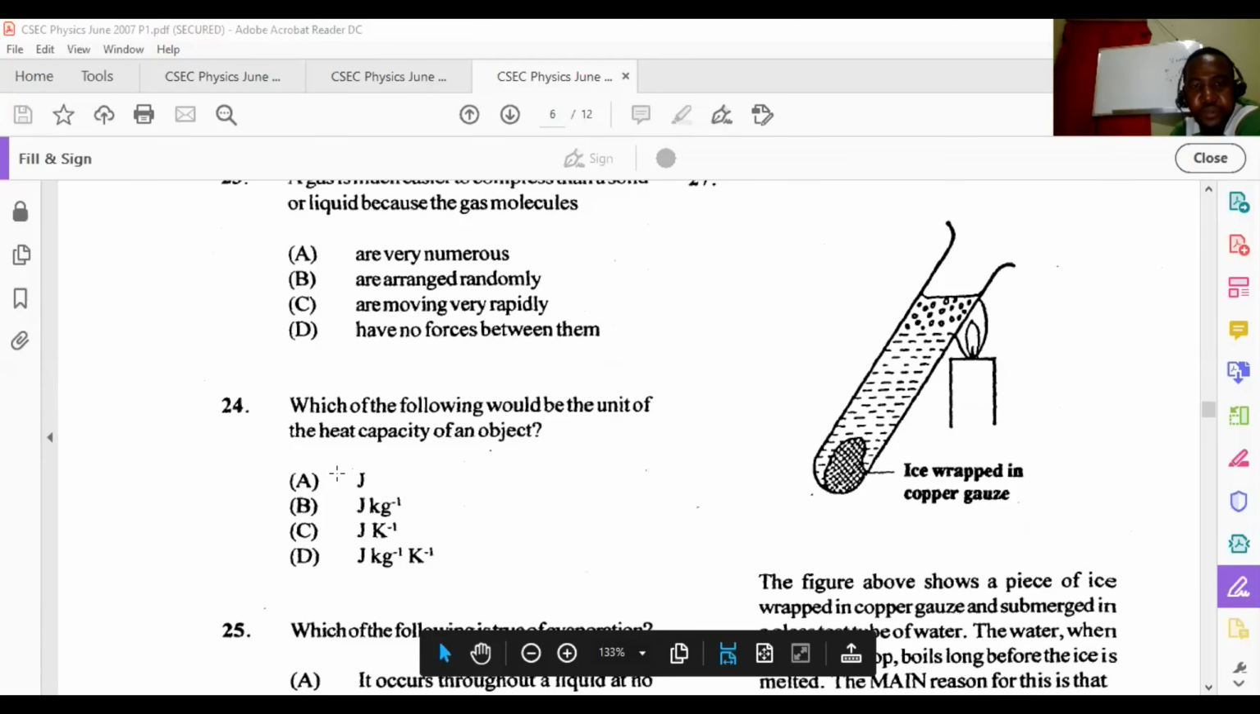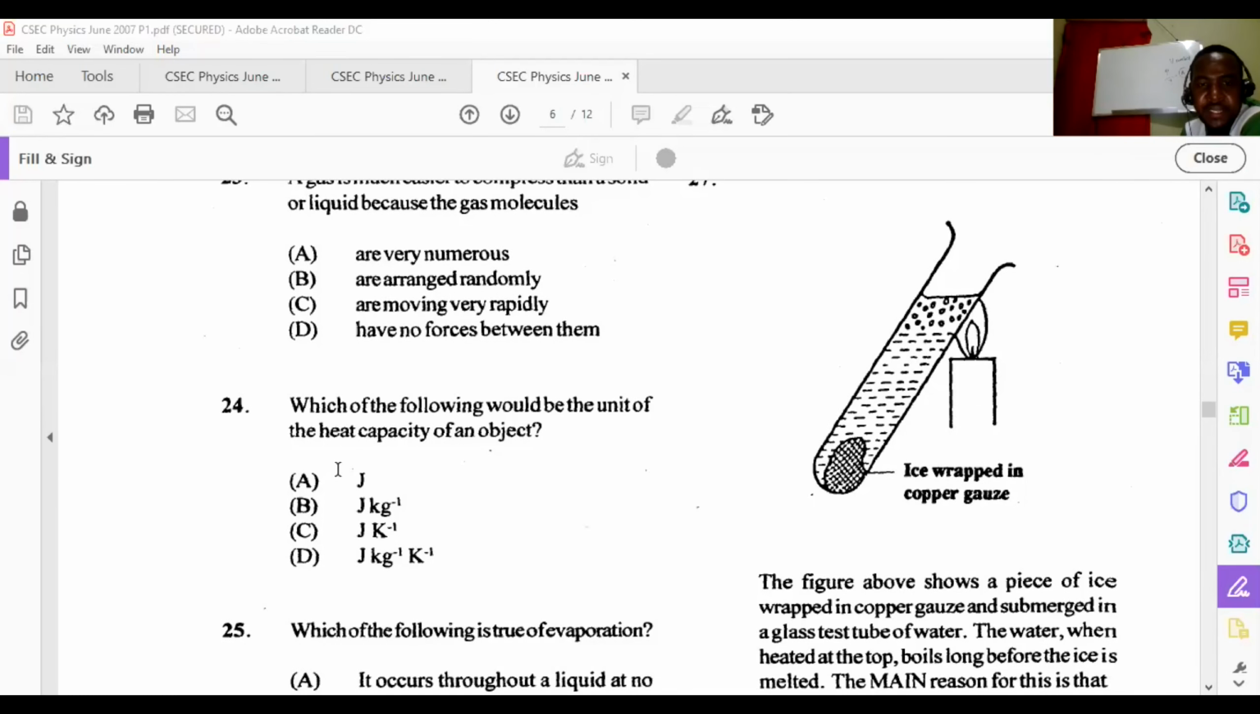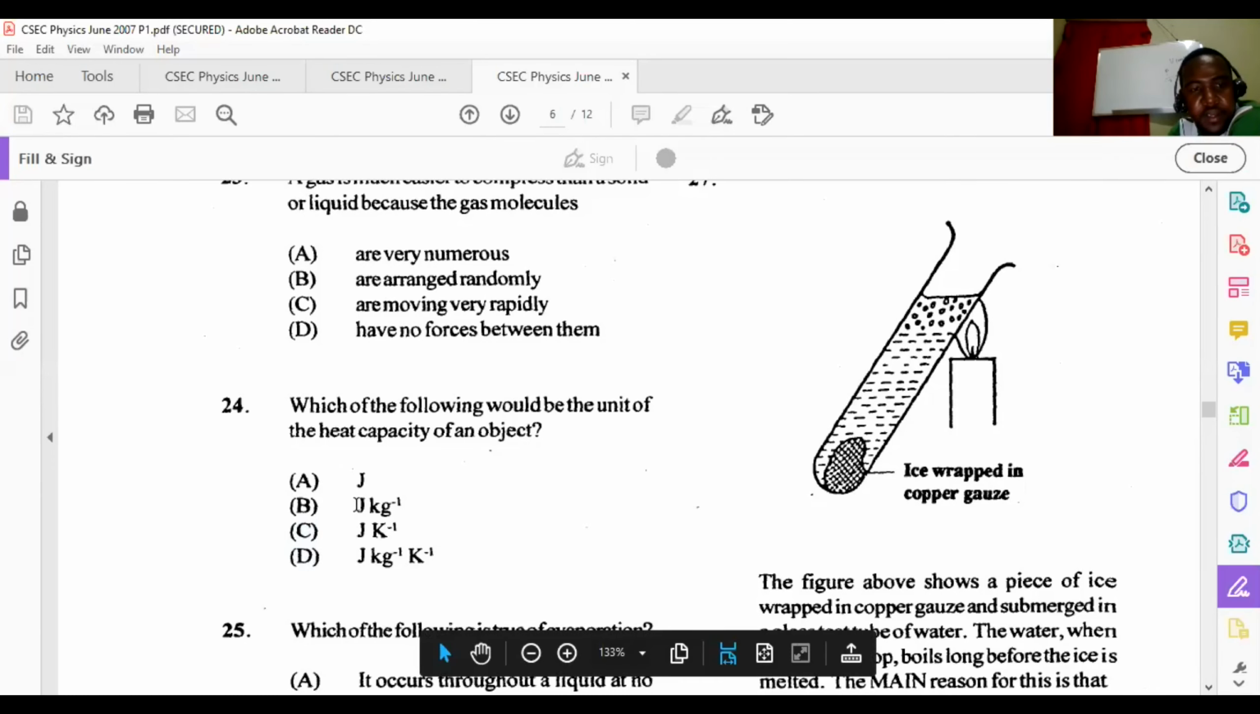All right, 24. Which of the following would be the unit of heat capacity? B, joule per kilogram. Sorry, I meant C. C is the answer. Remember, for heat capacity there is no mass, so therefore it's joule per Kelvin. So C.